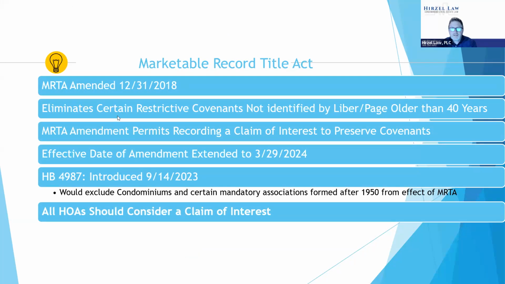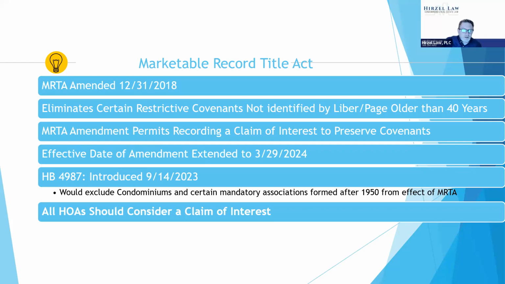As amended, it stands the risk of eliminating restrictive covenants that are not identified by Liber and page number older than 40 years. So that means if the restrictive covenants that you rely on are not within the unit's chain of title within the past 40 years, then the restrictions stand a possibility of being eliminated under the Marketable Record Title Act. There has been a concerted effort to correct that issue with respect to subdivisions and condominiums, and the effective date of the amendment has been extended to March 29, 2024.